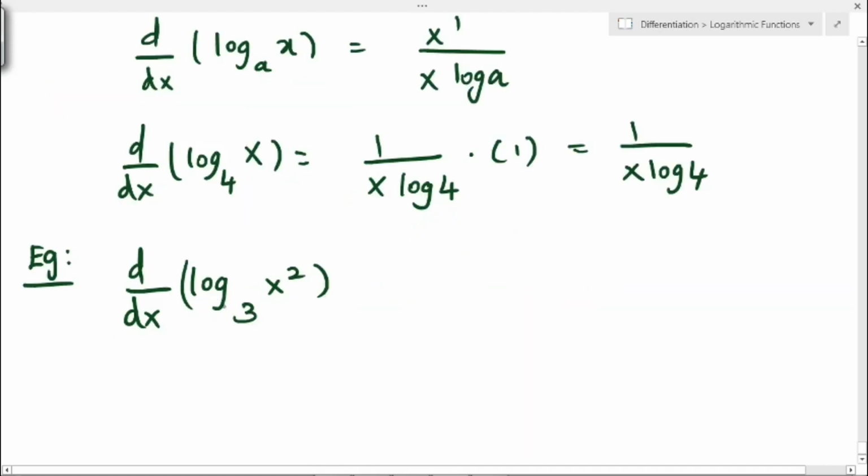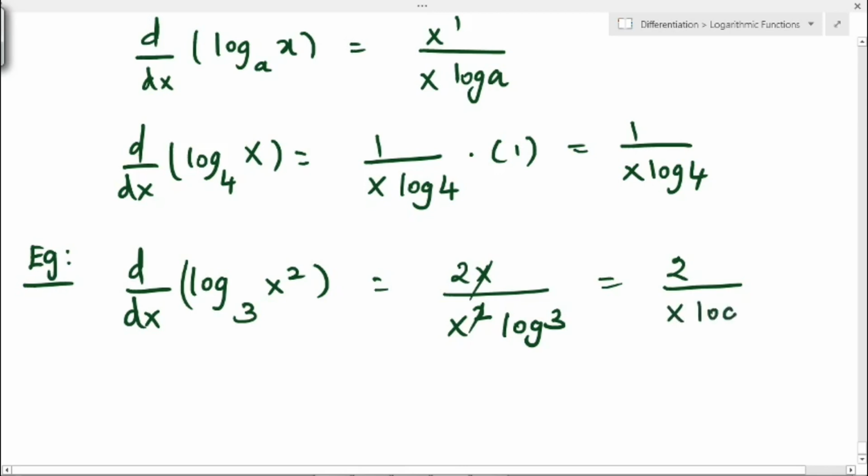Next example, d by dx of log base 3 of x square. How to differentiate this? Just substitute the values in the formula. First, that is x dash, the differential of x. Here in the place of x we have x square, so x square differentiation is 2x, divided by x square into log a, and the a value is 3 here. So the answer is 2x divided by x square into log 3. Here we can cancel one x value, so we will get 2 by x log 3.